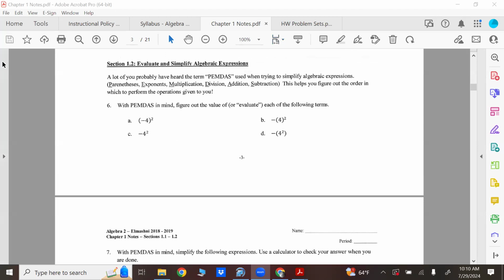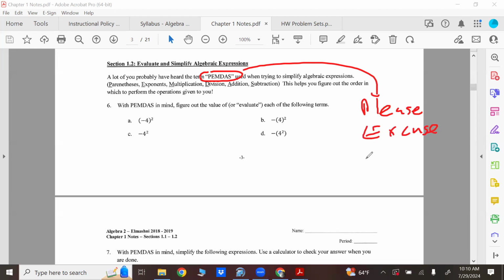Please Excuse My Dear Aunt Sally is a mnemonic you may have heard. Some of your parents probably know. So PEMDAS is a mnemonic to help you memorize it: parentheses, exponents, multiplication, division, addition, subtraction. That's the order we follow. Multiplication and division are interchangeable, unless you see a bunch of them, then you go left to right. Likewise addition and subtraction.